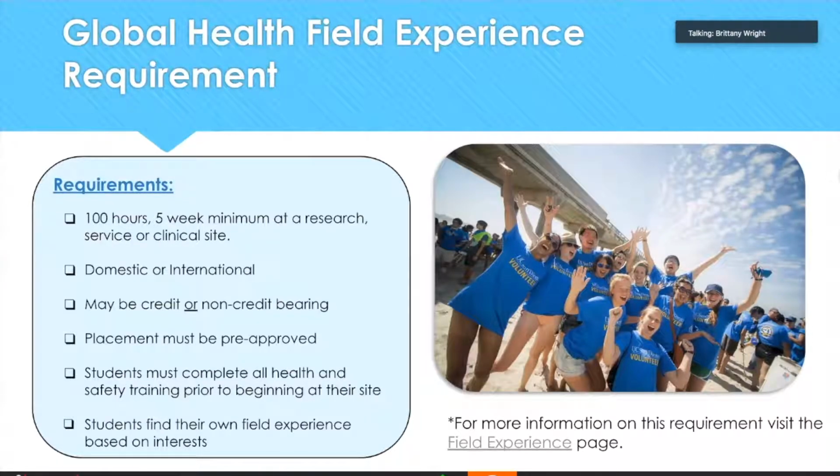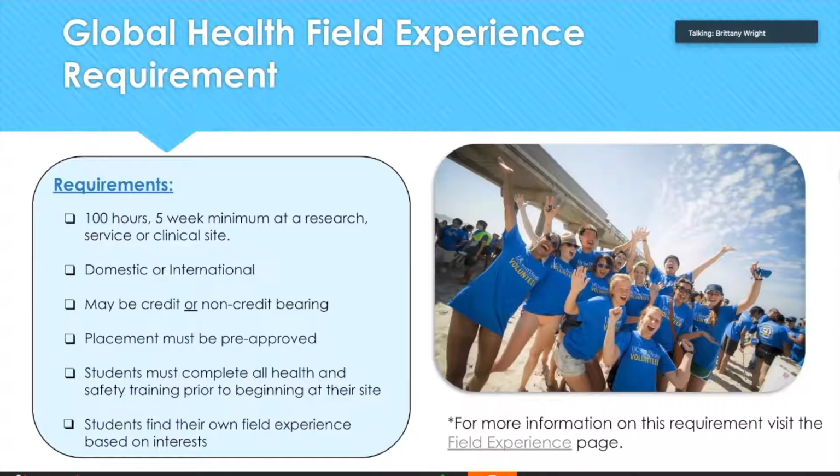It just needs to be 100 hours total. You can have actually up to 3 experiences total to get those 100 hours. So each experience doesn't have to be 100 hours, but to complete the requirement, you need 100 hours. So if you're working domestically, this needs to be over at least a 5-week period. If you are going abroad, you could actually complete this in 3 weeks because you'll be more saturated in the experience. So it can be domestic or international. It could be right here in San Diego, or if you have a desire to work in Mexico or go study abroad, that's one way to do that.